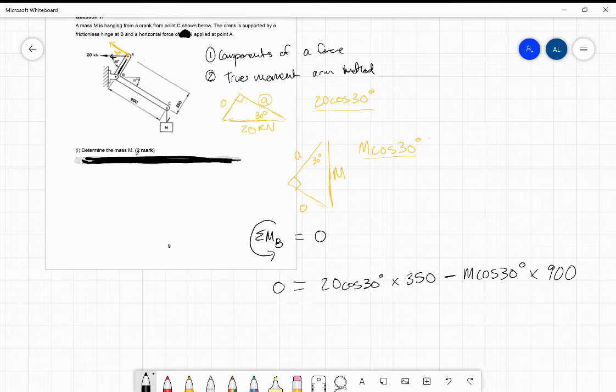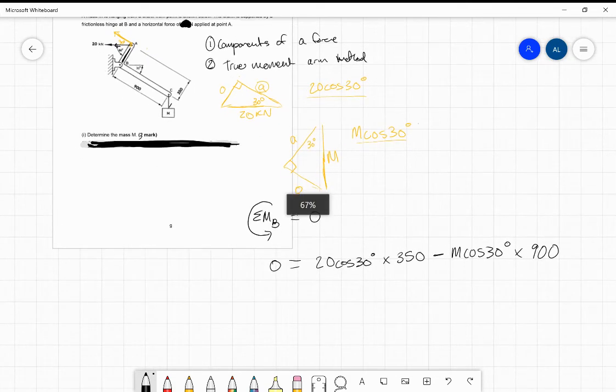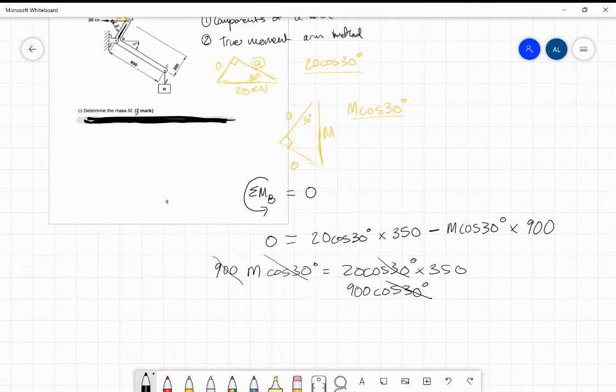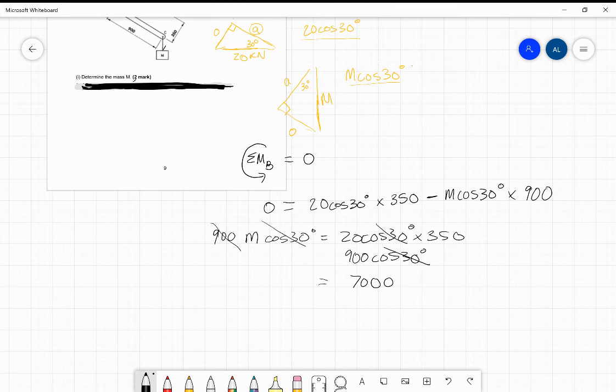Now this is where it becomes interesting and simplified, because if we bring M onto this side, M cos 30 degrees times 900 equals 20 cos 30 degrees times 350. And we divide by 900 cos 30 degrees. You can see why it's going to simplify a little bit. We actually get to cross out these cos 30s. And we end up with 7,000 over 900 as our force. Remember, these are kilonewtons. So therefore we have 7.77 or 78 kilonewtons.